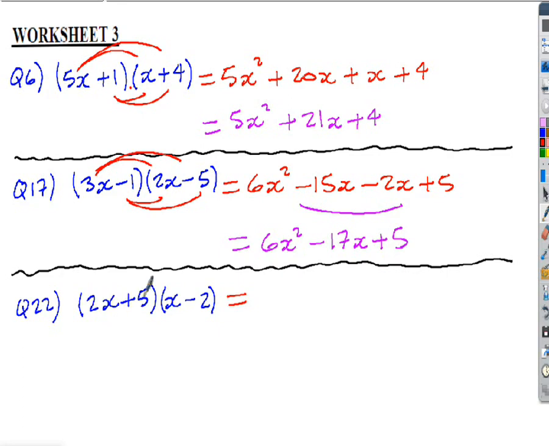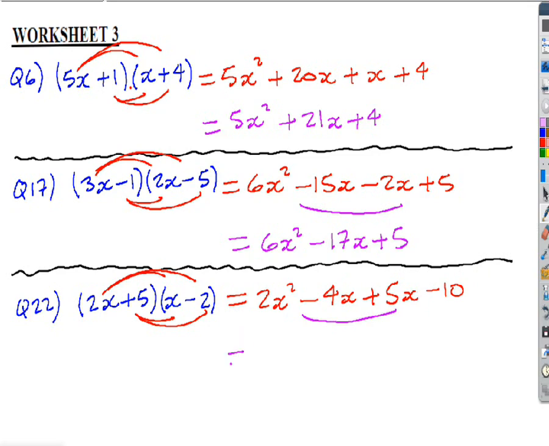Question 22, 2x plus 5 multiplied by the x minus 2. So again expanding. 2x multiplied by x is 2x squared. 2x multiplied by negative 2, negative 4x. 5 multiplied by x, so positive 5x. And 5 multiplied by negative 2, negative 10. Again, noting the like terms in the middle. So simplifying, we get 2x squared plus 1x, or simply x, minus 10.